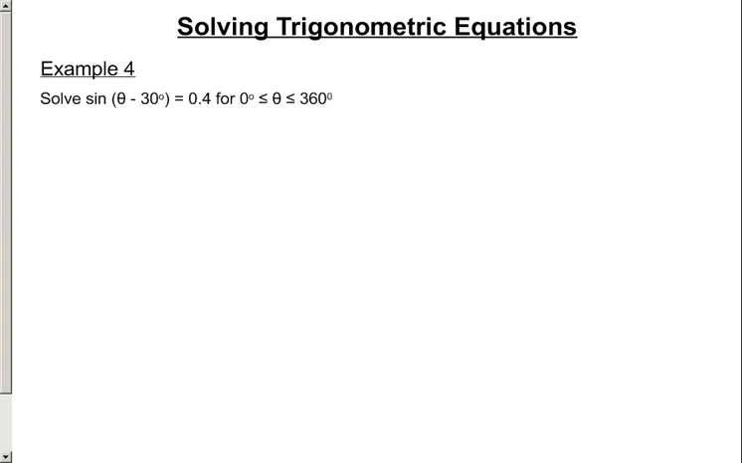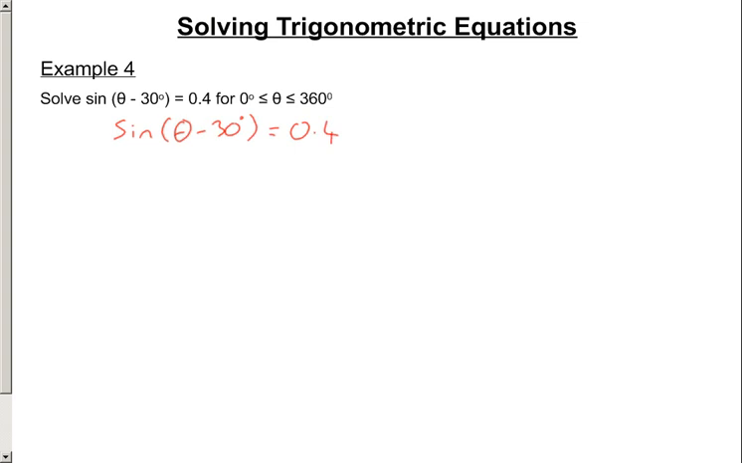The final example is a little bit different. This is the final type that we can see in this section. And this time we've got sine of theta minus 30 inside the bracket is equal to 0.4. Sine of theta minus 30 degrees is equal to 0.4.